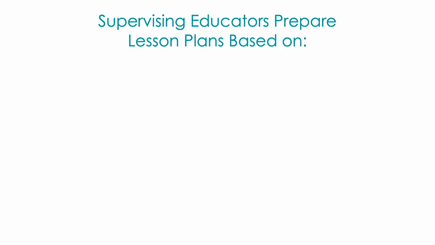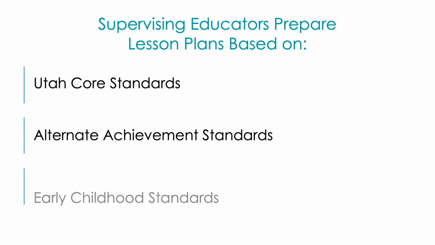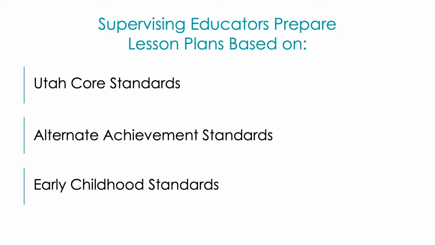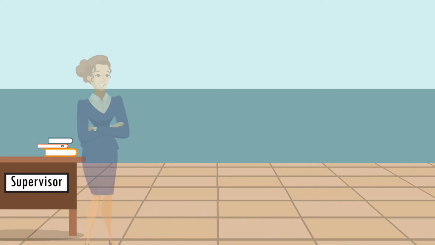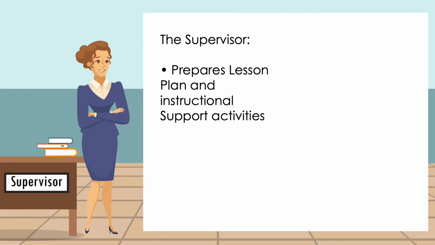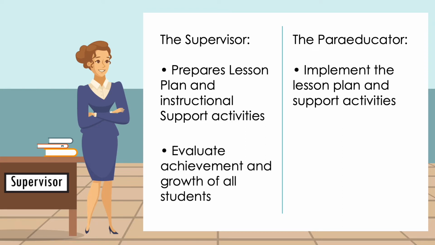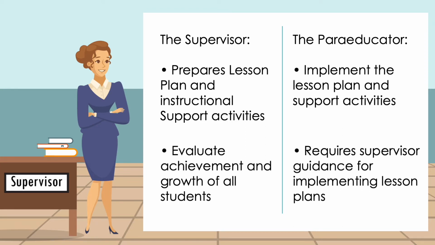The role of the supervising educator is to prepare lesson plans and the instructional support activities based on the Utah Core Standards, Alternate Achievement Standards, or the Early Childhood Standards. The paraeducator helps implement the lesson plan and support activities. It is the responsibility of the supervising educator to evaluate the achievement and growth of those students whom the paraeducator is assigned to work with. A paraeducator is not responsible for designing or implementing lesson plans without specific guidance from the supervising educator. The paraeducator will always work under the license of the supervising educator.